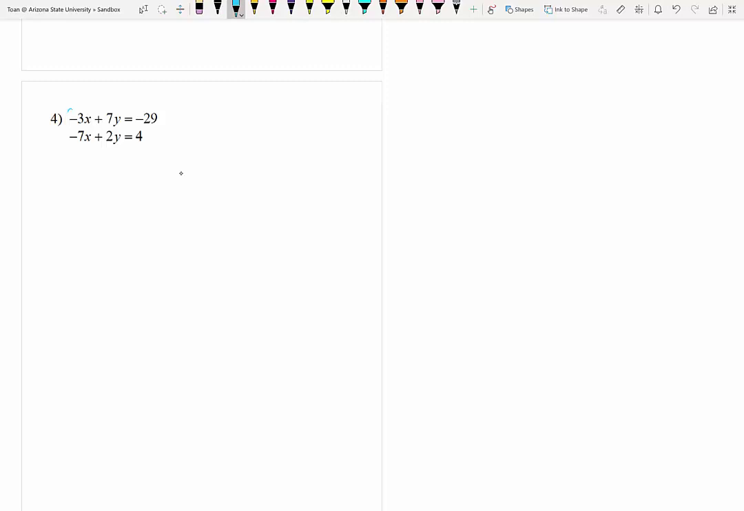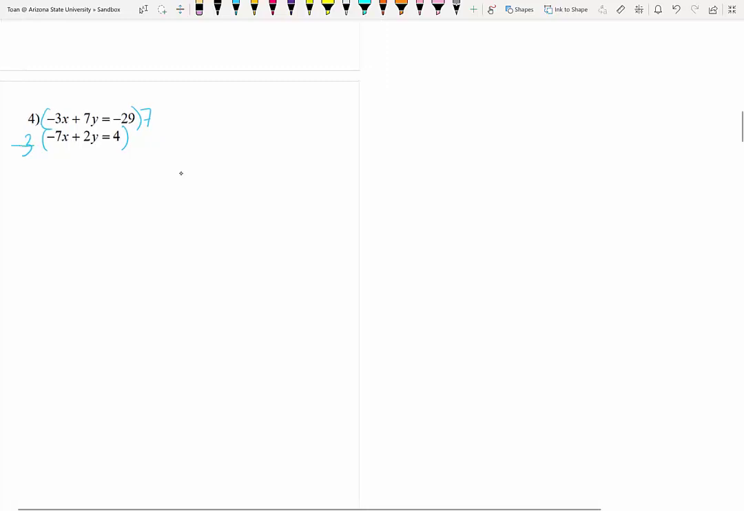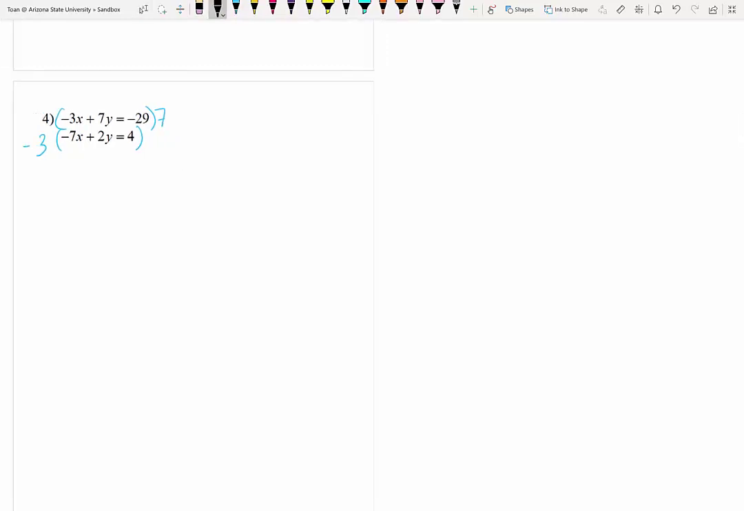So that means I need to multiply the top equation by a 7 and the bottom equation by a 3. Now, notice how the symbols, they're both negative. I actually like to go the extra mile, make sure that they are opposite symbols. That means I need to multiply one of the equations by a negative. It doesn't matter which one. Let's multiply the bottom equation by a negative. Why not? So that gives us a top equation.